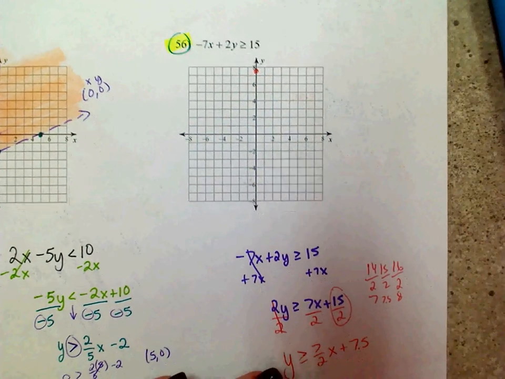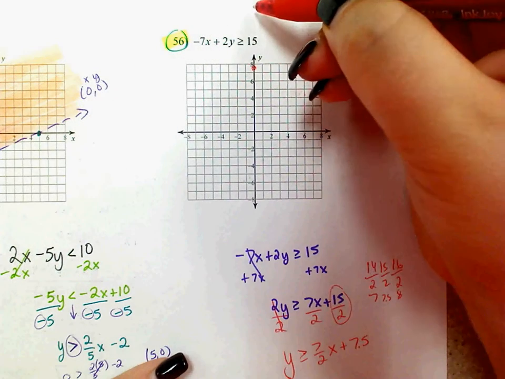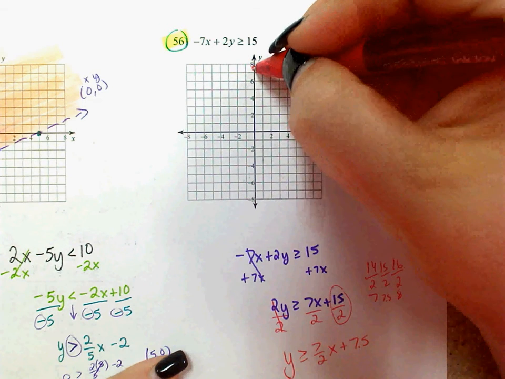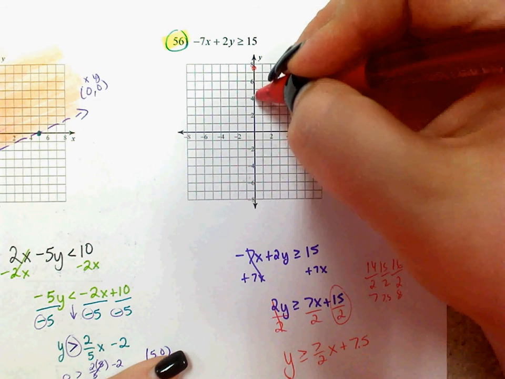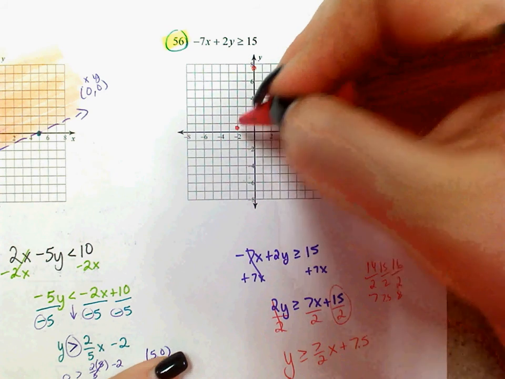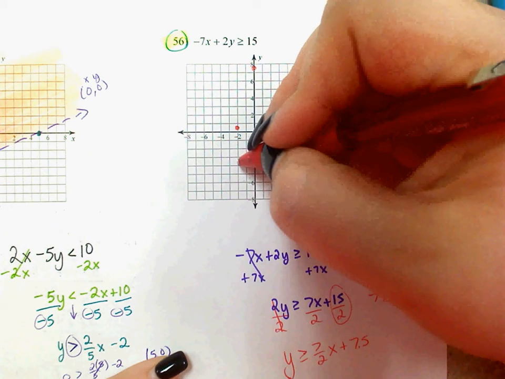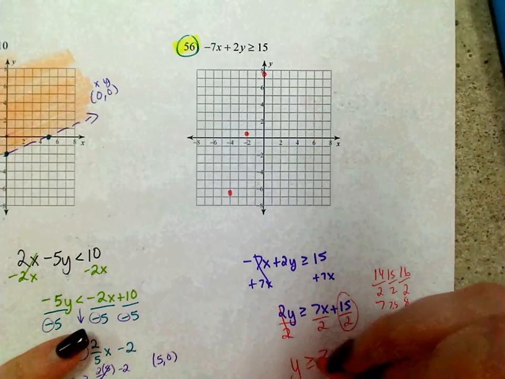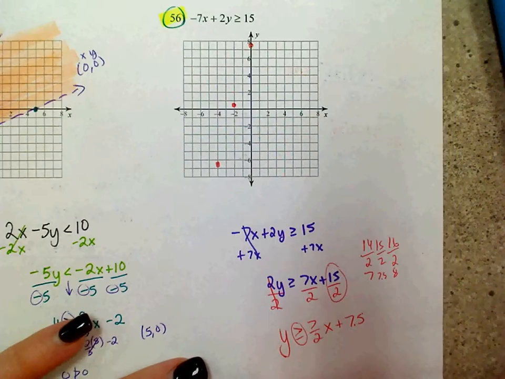Now my slope is 7/2, which means up 7 and to the right 2. But I don't have enough room, so I'm going to go down 7 and to the left 2. So I'm going to go down 7: 1, 2, 3, 4, 5, 6, 7, and over 2. This says greater than or equal to, so that means we're including the line.